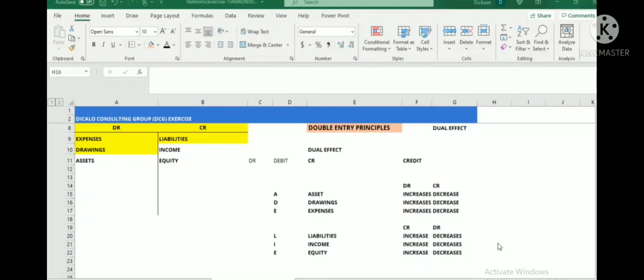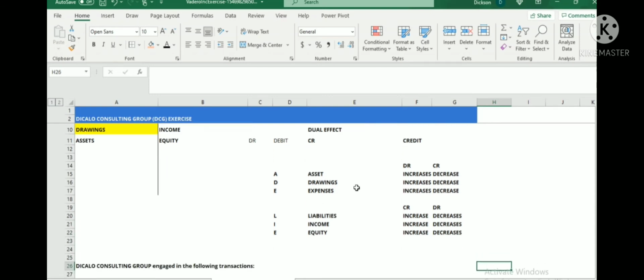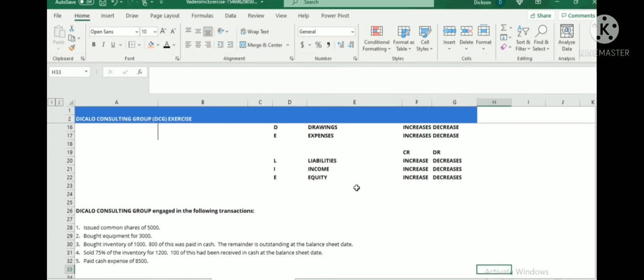So we're going to have a working example of this so that we understand how to apply the double entry principles in reality. Like I've already explained to you, just take note of all these basic principles relating to assets, drawings, expenses, liabilities, income, and equity. So let's look at this example. We have Dicalo Consulting Group engaged in the following business transactions. Now we are saying that these are business transactions which occur in a company called Dicalo Consulting Group.